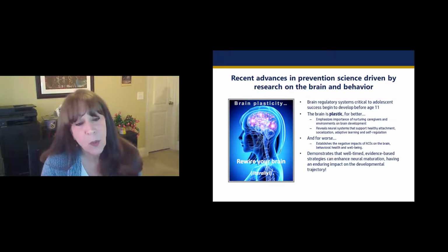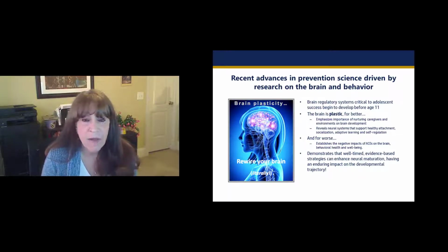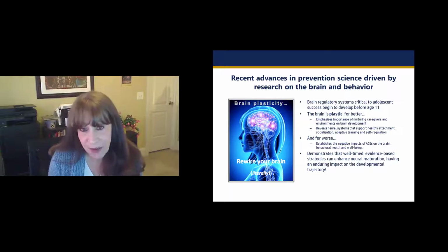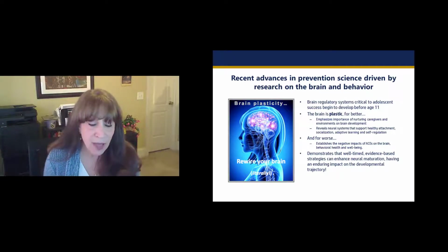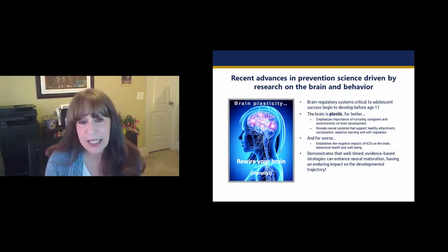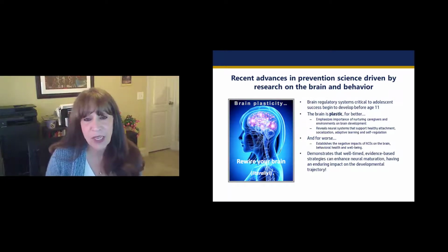So what's exciting right now is that the field of prevention science is being informed by research that's going on having to do with the brain and how it develops. And so we have discovered that the systems in the brain to regulate behavior and emotion that are critical to adolescent success actually have to develop before the age of 11. And we're talking the building blocks. So the brain regulatory systems that undergird adolescent success have to develop before the age of 11.